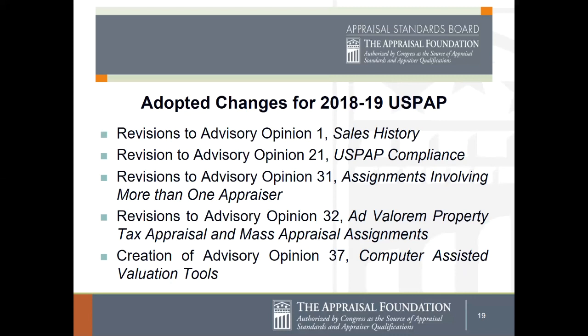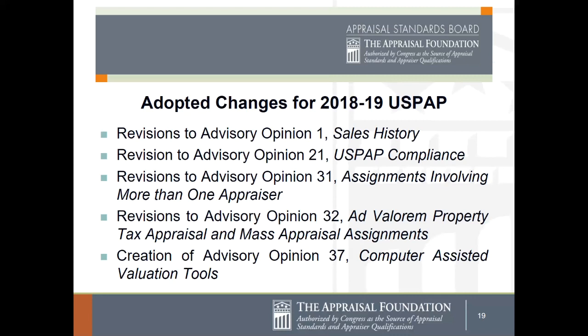The next one up is revisions to Advisory Opinion 32, ad valorem property tax appraisal and mass appraisal assignments. I'm guessing this might have something to do with the changes from Standard 6 to Standards 5 and 6. Is that right? You're right. You just took the words almost out of my mouth, John.